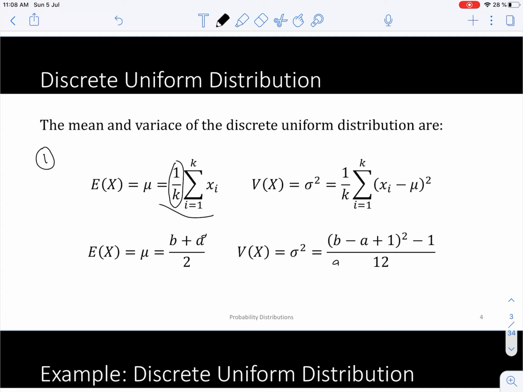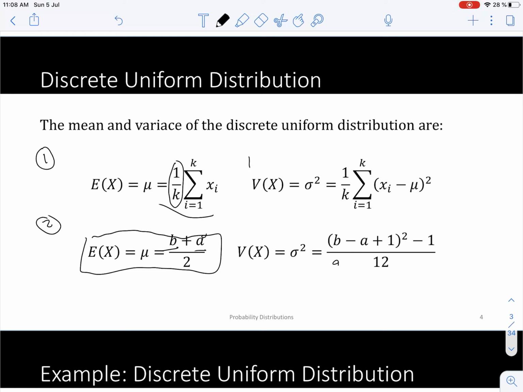Or, as you will see in this video, there are some specific equations that apply to every single probability distribution. For the uniform case, the second approach will give us this equation, where b is the highest value and a is the lowest value of the random variable.